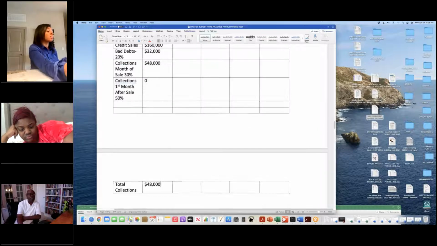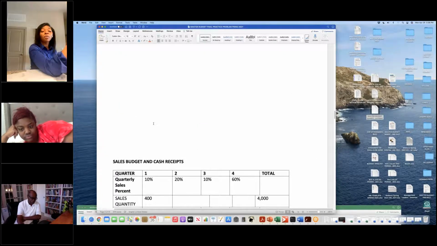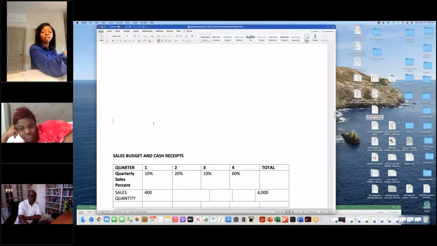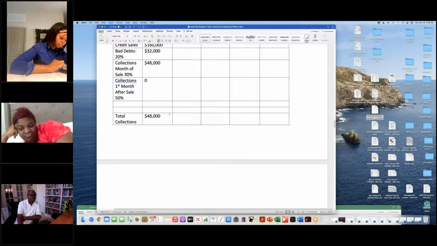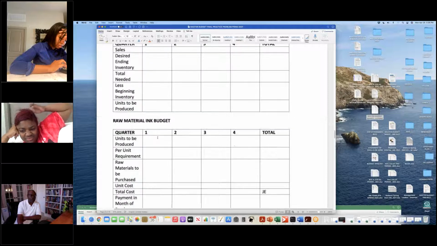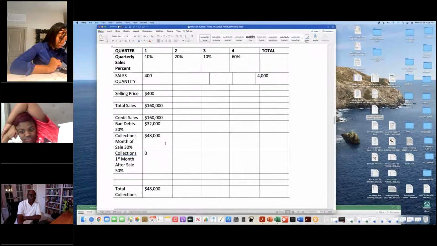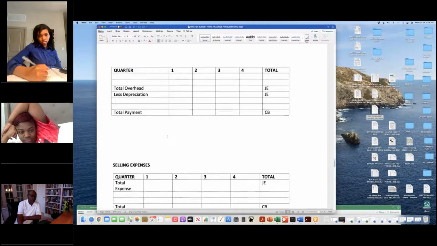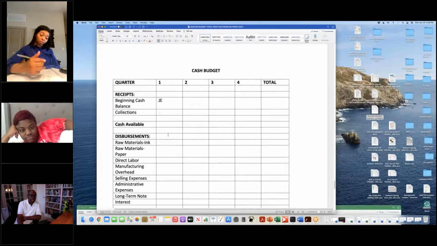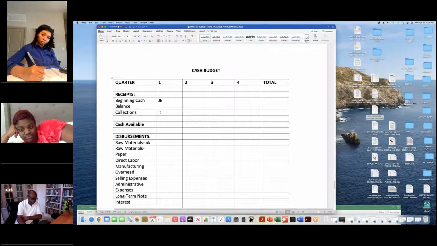I just have one question. Why wouldn't sales quantity be 4,000 instead of 400? Never mind. What are we going to do with the 48,000? That 30% of 160 is 48,000. So we collected 30% of the 160. What we're going to do with the 48,000 is go down here to the cash budget and put collection for the first quarter as 48,000.